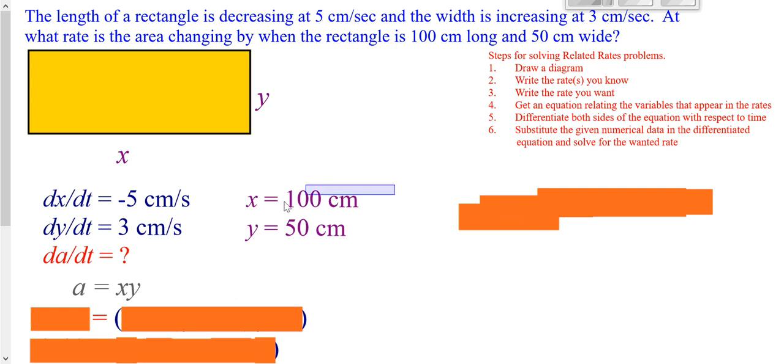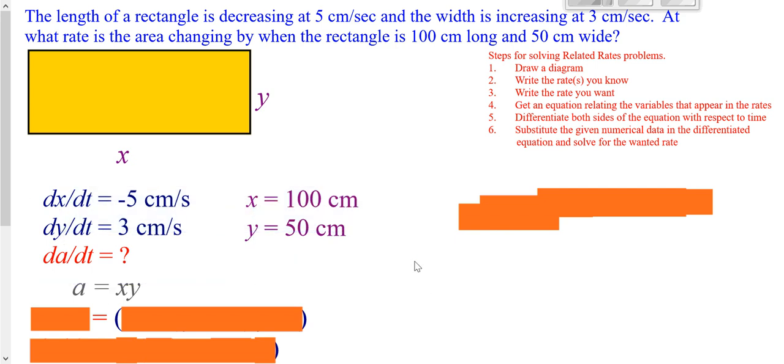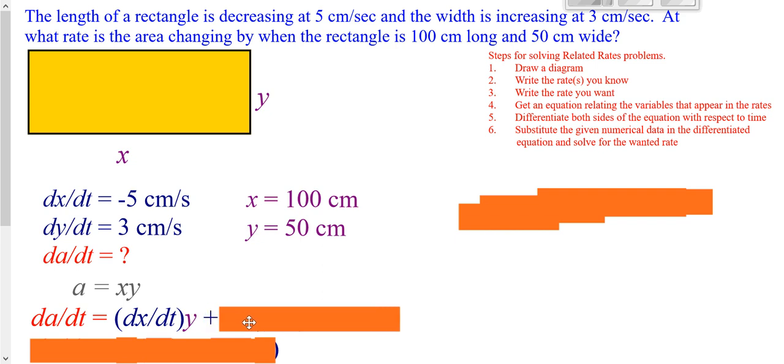We have everything written down here that we were given or are looking for. All we have to do now is take the derivative of our area equation with respect to time. So derivative of A with respect to time. Now notice the right side. It's a variable times a variable. Product rule! Derivative of the x with respect to time times the second, plus the first, which is x, times the derivative of the second, which would be the derivative of y with respect to time.